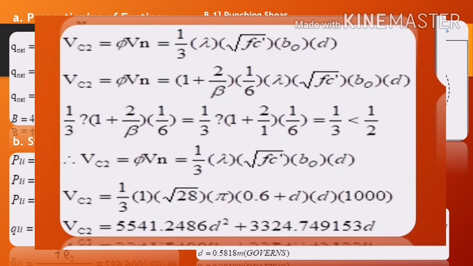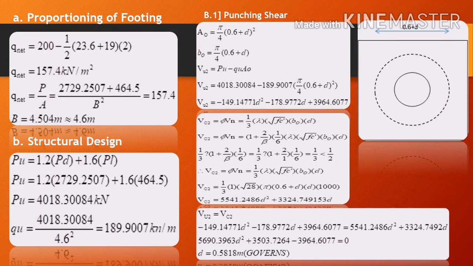VC2 is equal to 1/3 times 1 times the square root of 28 times pi times the quantity of 0.6 plus D times 1,000. So, VC2 is equal to 5,541.2486 D squared plus 3,324.749153 D. So now, we should equate VU2 to VC2.